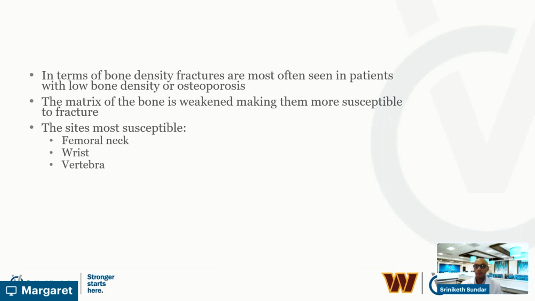And when you do these scans, they look at multiple areas, but the areas that are most susceptible to fracture are the femoral neck, which is actually part of the hip. It's the region underneath the ball portion of the hip. Wrist fractures can be common, and the vertebra or the spine can also be affected.